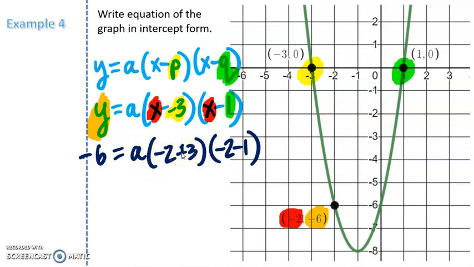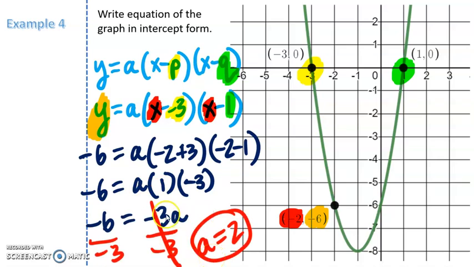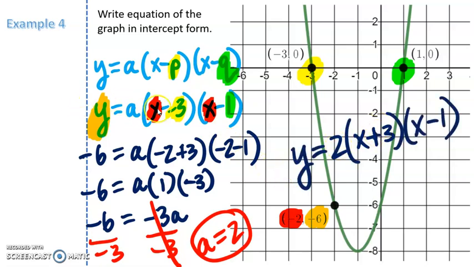-2 plus 3 is 1, and -2 minus 1 is -3. We're going to multiply these. -3 times 1 is -3, times a is -3a. And then we want to divide by -3 on both sides, and that's going to give us an a value of +2. Now we can write our equation. We're basically just going to plug it right back into here. So we're going to have y equals 2, that's our a value, times x plus 3, remember we fixed it from here, times x minus 1. And again, this is more practice writing equations from a graph using intercept form because we can clearly define the x-intercepts.